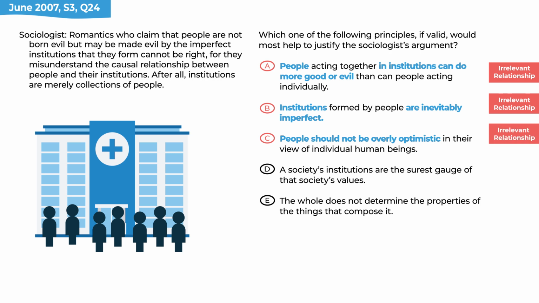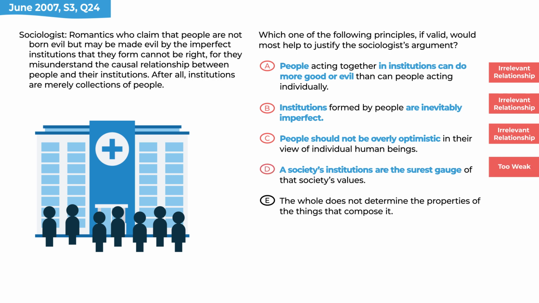Answer choice D says that a society's institutions are the surest gauge of that society's values. So this seems to be suggesting that institutions reflect a society's values. It sure doesn't tell us how they got there. So whether it's the institutions that created the values that the people then absorbed, or whether it's the people who created the institutions and it's their values that are rubbing off or creating those of the institutions. So even if they're indicative of each other, it doesn't really tell us how they relate to each other, which one is the responsible party here. So answer choice D is simply too weak.